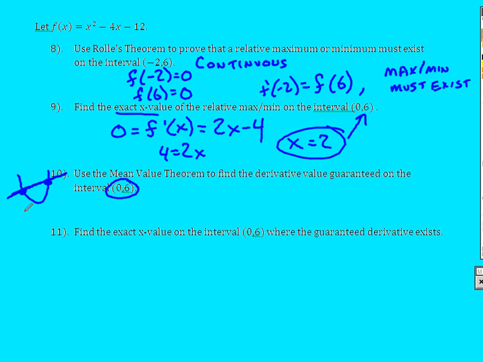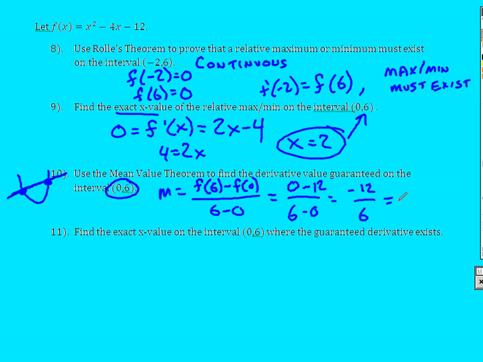That is what's guaranteed to exist. So the slope, to find it, we need to do f of 6 minus f of 0 all over 6 minus 0. Well, f of 6, when we plug that in, we already found it, it's going to be 0. Minus f of 0 is 12. And then on the bottom, 6 minus 0 is 6. So negative 12 over 6, which equals, I should get 2.